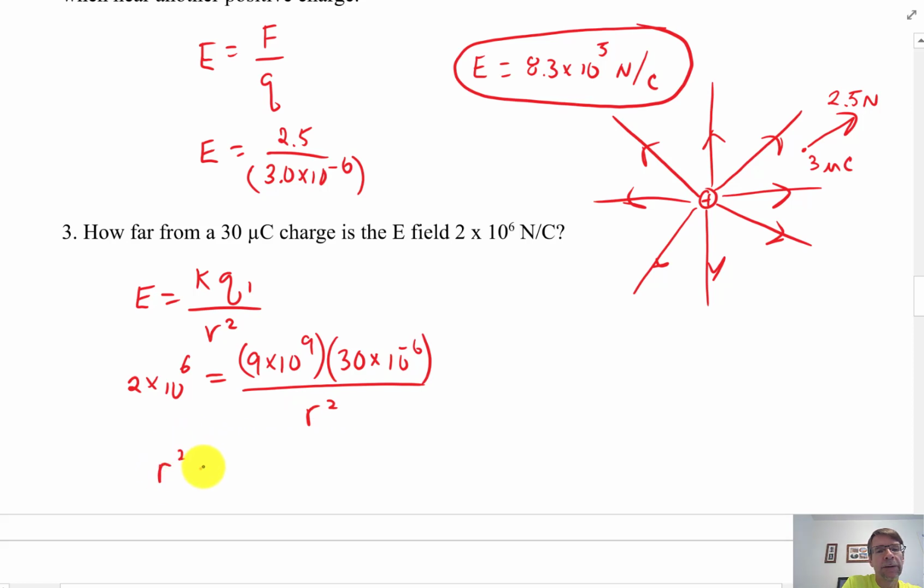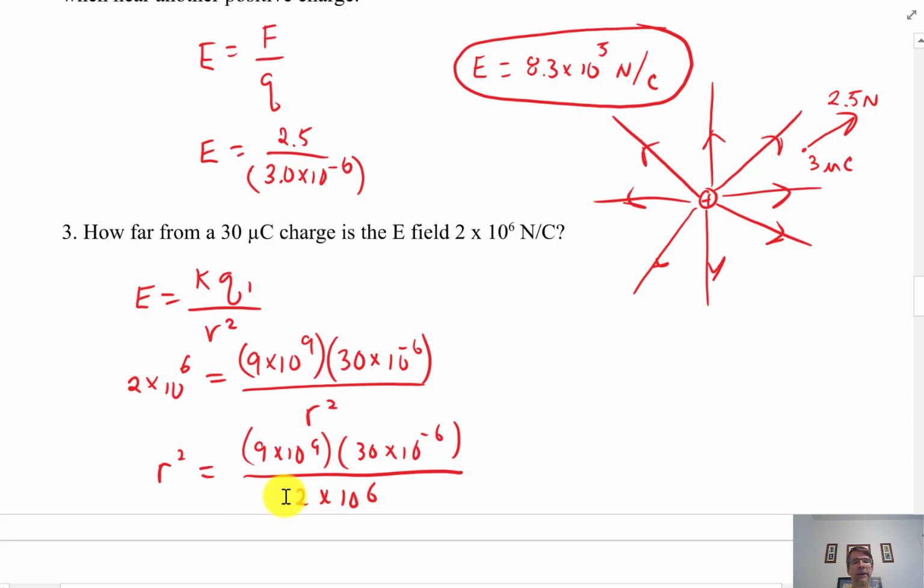So R squared is going to be the 9 times 10 to the 9th times 30 times 10 to the negative 6th divided by 2 times 10 to the 6th. So I multiply those numbers together on top and divide by the bottom. Then I have to take the square root. The last step would be to take the square root. So if you do all that, r squared, before I take the square root, is 0.135. And then you take the square root, you end up with 0.37 meters.